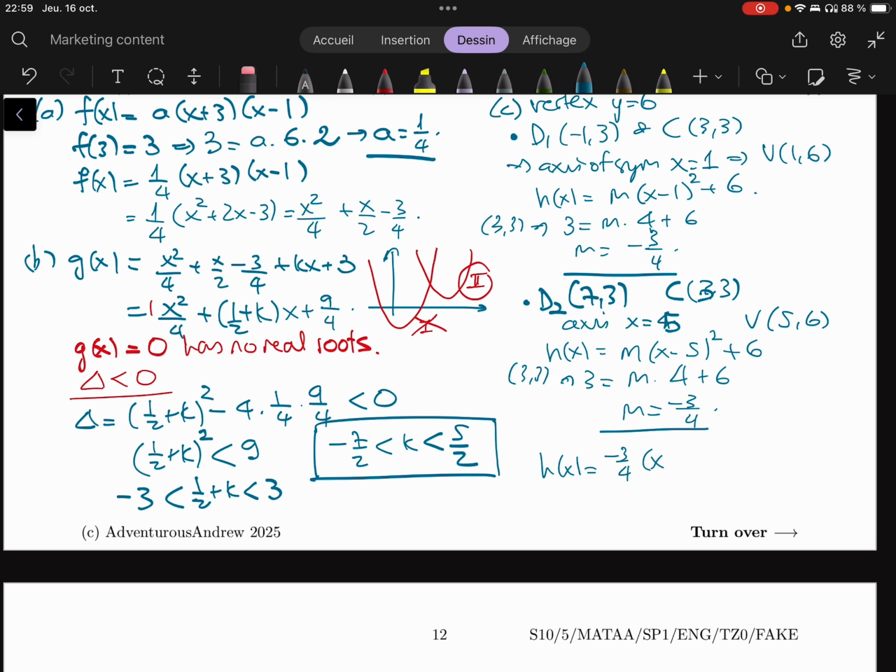Either h(x) is equal to -3/4 (x - 1) squared plus 6, or it can also be -3/4 (x - 5) squared plus 6. And this is the end of the last question of the paper. I hope you find it a challenging paper, but a very useful study aid for your revision.